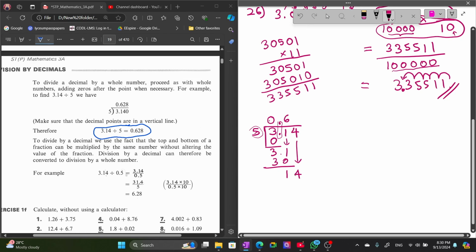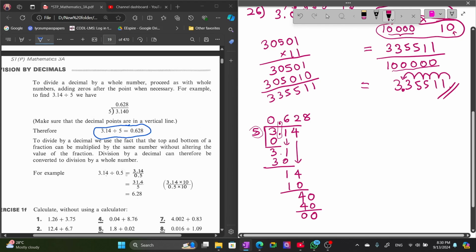Subtract, we get 1. Now we take this 4 to the bottom, 14. How many fives are there for 14? 2. 5 times 2 is 10. Subtract, we get 4. Now we can get an additional 0 here. So now we check how many fives are there for 40. 8 fives are there. 5 times 8 is 40.